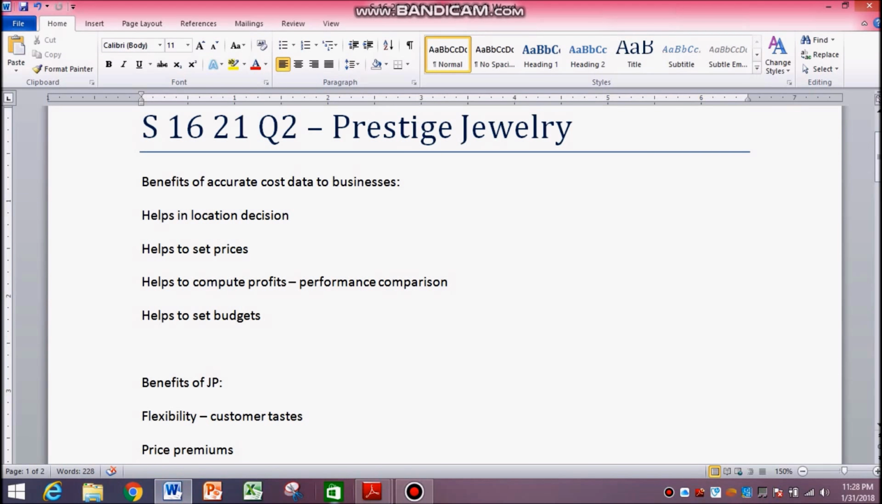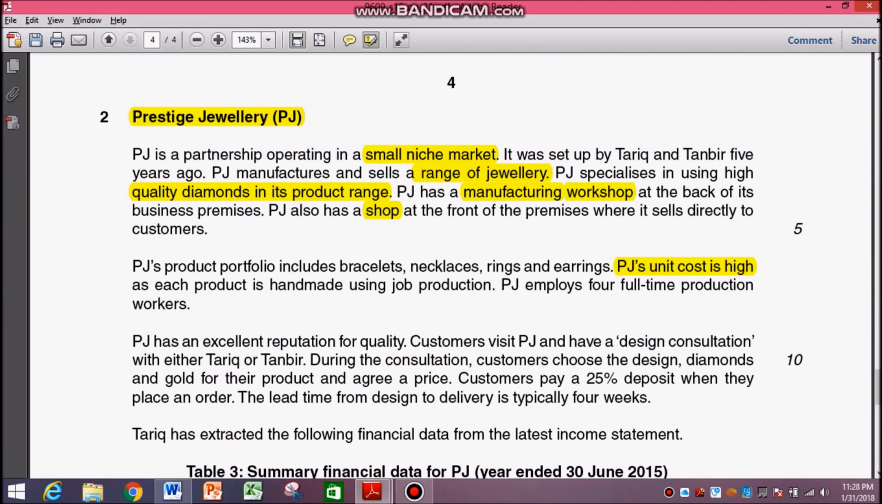So if you're dealing with a product that has a high unit cost, setting the right prices is very important, because if you do not record its cost appropriately, you might end up charging an inappropriate price, very low prices that would yield you losses. And considering that the business operates in a small niche market, I don't think it's a wise decision to not look into the cost. Alright, as each product is handmade using job production, this means that this business is going to be labor intensive. And labor is actually a very key element here.